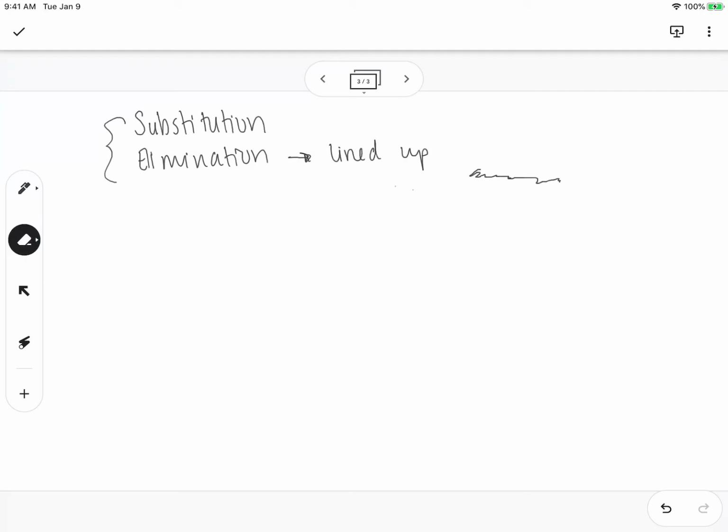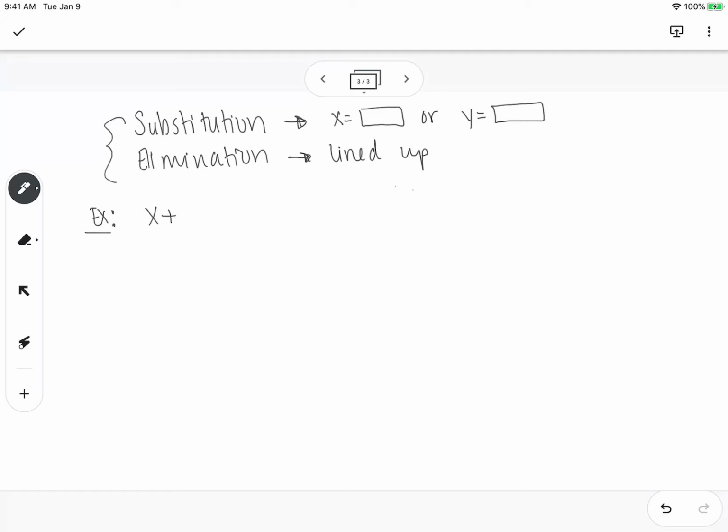In other words, if the x's are on top of each other, the y's are on top of each other, then you're going to use elimination. And you'll use substitution if you have an x equals that we can box up or a y equals that we can box up. So that's how I would look at it. If I looked at a problem, I would say, can I box anything up? If not, are they lined up? Okay, so let's take a look at an example.